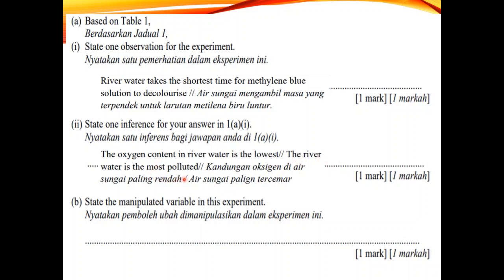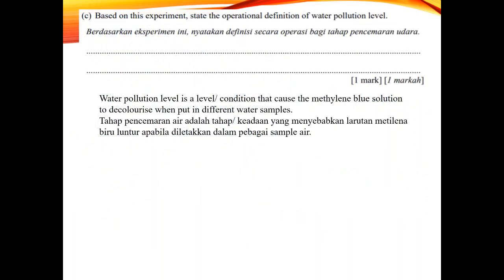Then number B, state the manipulated variable. So you can write down type of water sample. You just get it from the table, the left column referring to the manipulated variable. Next, we look at this one. Based on the experiment, state the operational definition for the water pollution level. So how to write this? Water pollution level is a level or the condition that cause the methylene blue solution to decolorize when put in different water sample. Okay, this is a way for you to write the operational definition for the water pollution level.